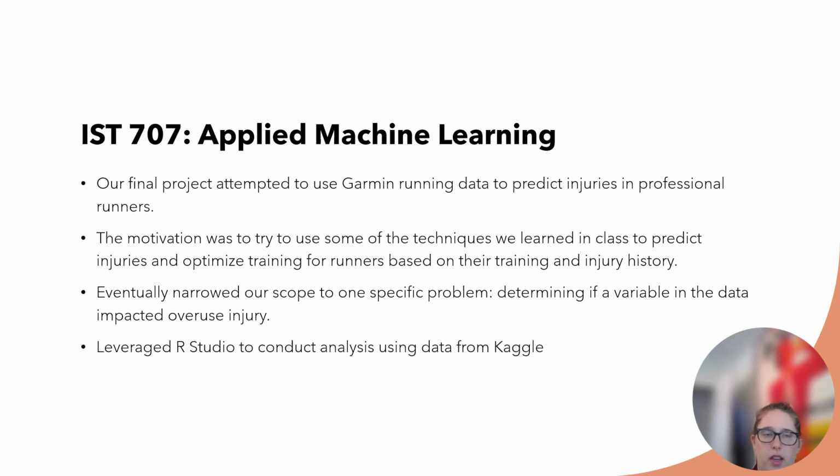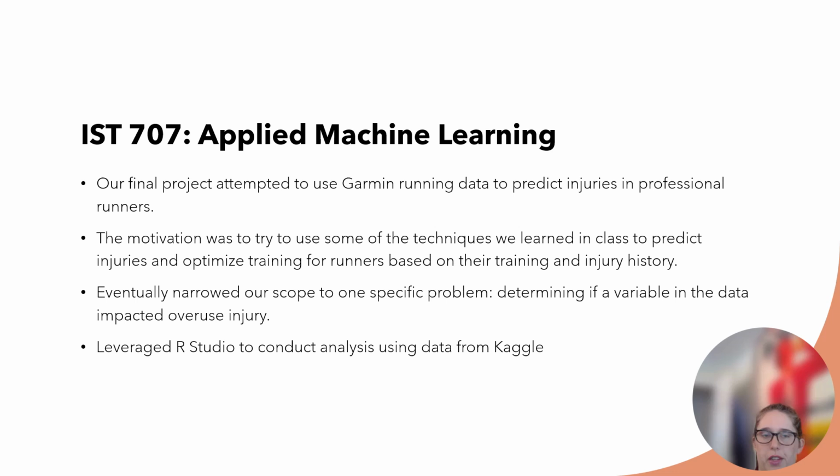The next course is IST 707 Applied Machine Learning. Our final project attempted to use Garmin watch running data to predict injuries in professional runners. The motivation was to try and use some of the techniques we had learned throughout the class to predict injuries and optimize training for runners based on their training and injury history.